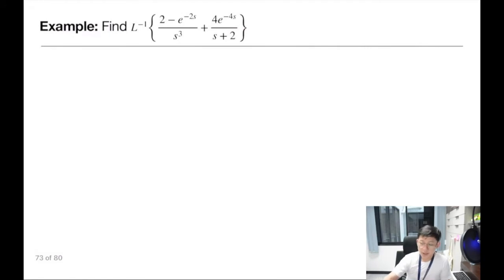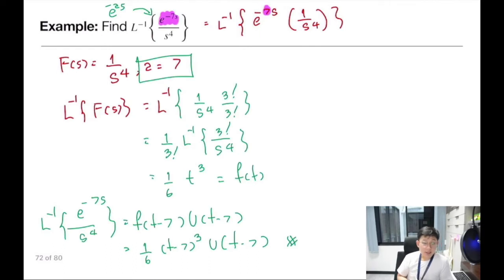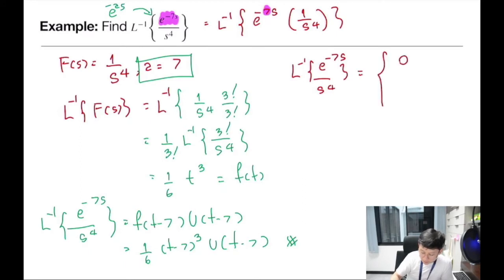Okay, next example. This one, if you want, you can write it down like that. L inverse of e to the minus 7s divided by s to the 4 can be written as 0 if t is less than 7 and bigger than 0, and 1 over 6 (t minus 7) cubed if t is greater or equal to 7.